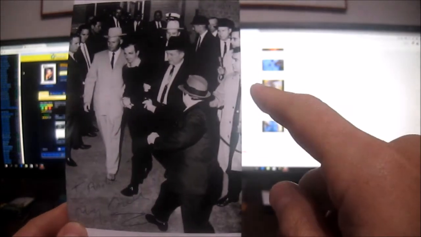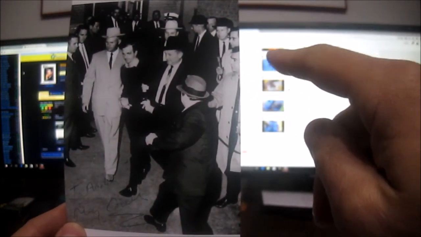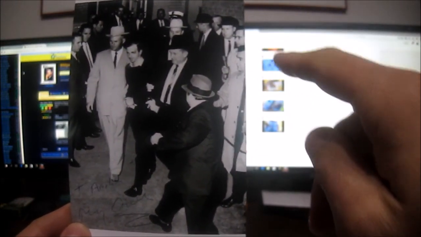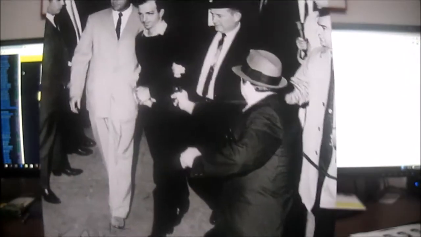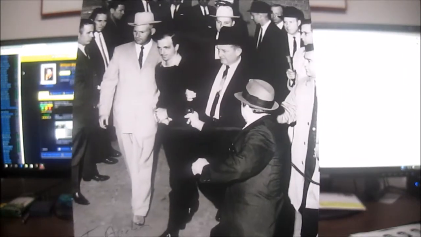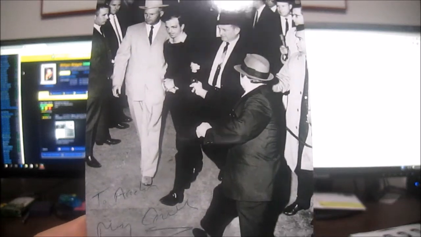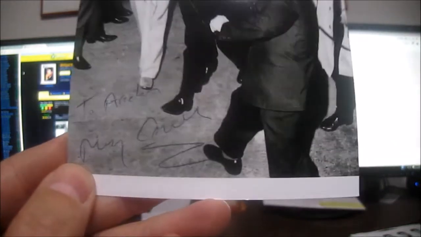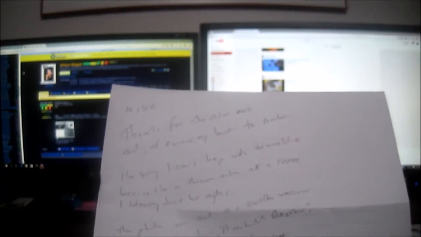This is a bad crop because Maurice is actually standing right over here. But this is the famous photo with Jack Ruby, Lee Oswald, and Detective Levine. And he signed it down there. And he sent a nice note just saying thank you for the interest.